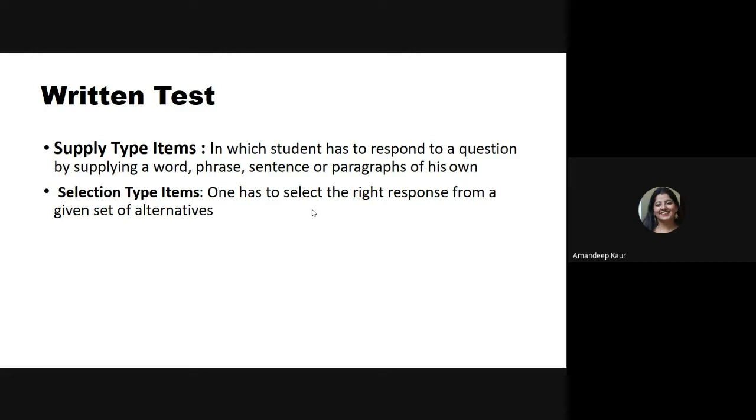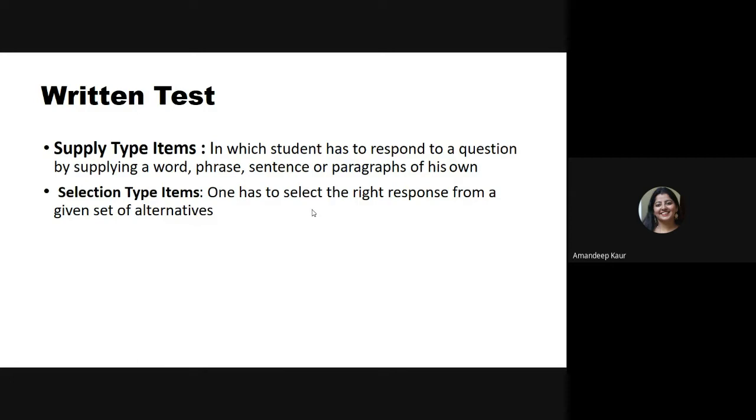So supply type of test item can be short answer, closed and open-ended response, essay type of question. It can be a one word answer. These kinds of items, when designed by the teacher, are considered as supply type of test items.